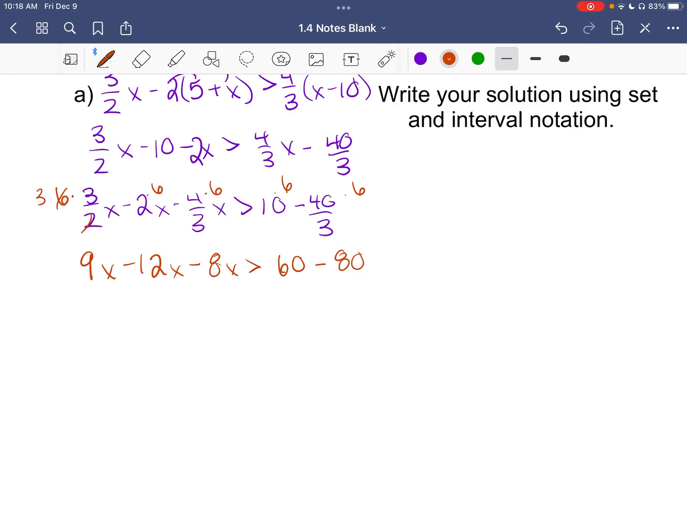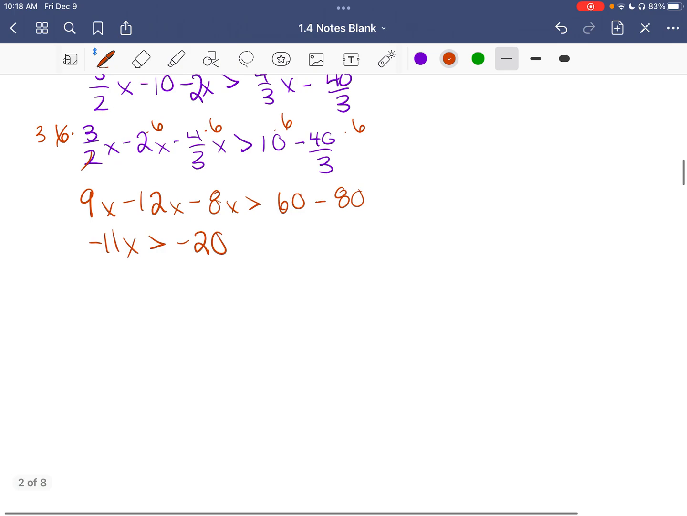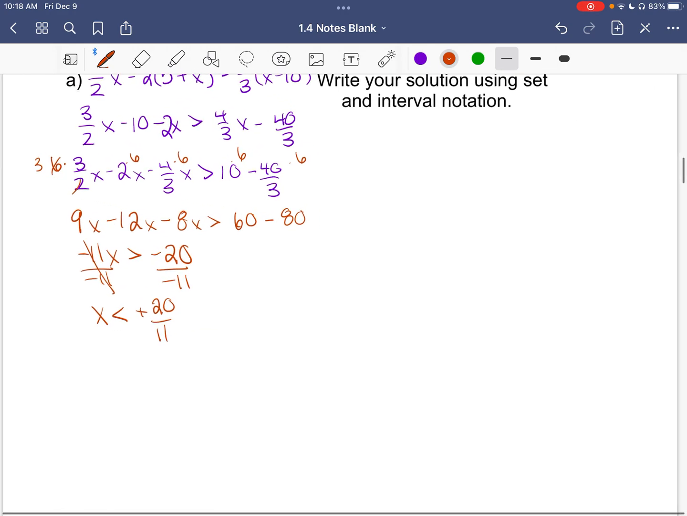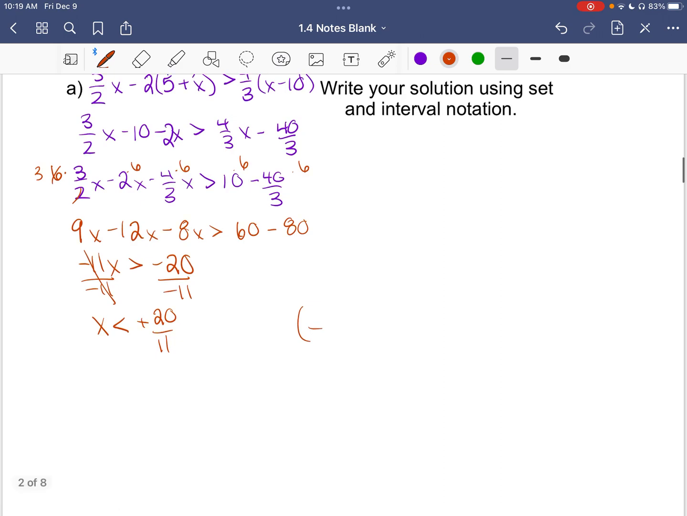Now we don't have any fractions, which is always a great time. So 9 minus 20 is negative 11x is greater than negative 20. Divide both sides by negative 11. The one thing to remember is when you divide or multiply by a negative number, your inequality sign switches. So now we'd have x is less than positive 20 over 11. We are writing all of the solutions to this. So when we say x is less than that, we would say from negative infinity to 20 over 11. It wasn't equal to, so we're going to use a round bracket.